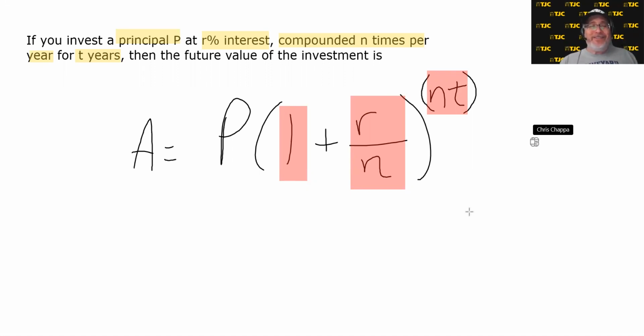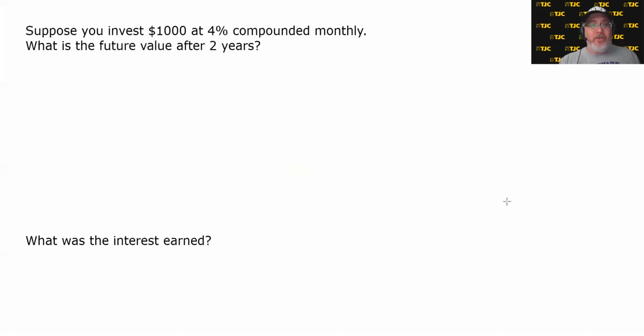And the N times T is the number of times total that you would get interest over the life of the investment. We'll take a look at one example and go ahead and wrap up this video. This is actually part of the previous example from a previous video when we were looking at what would happen if we got interest more frequently by investing $1,000 at 4% for 2 years.